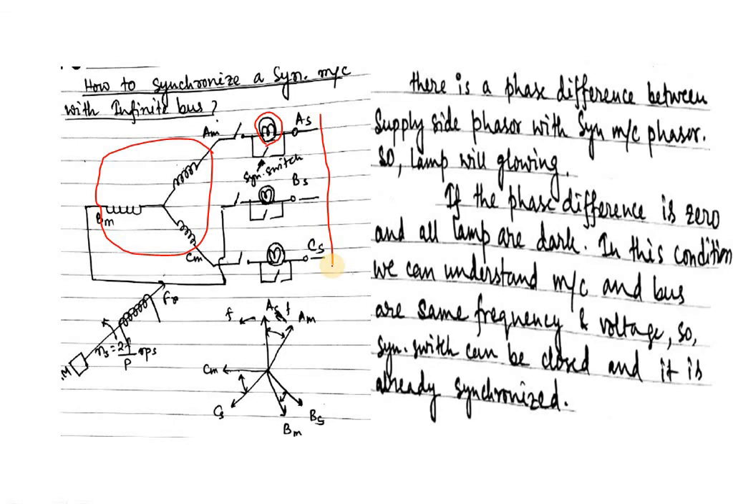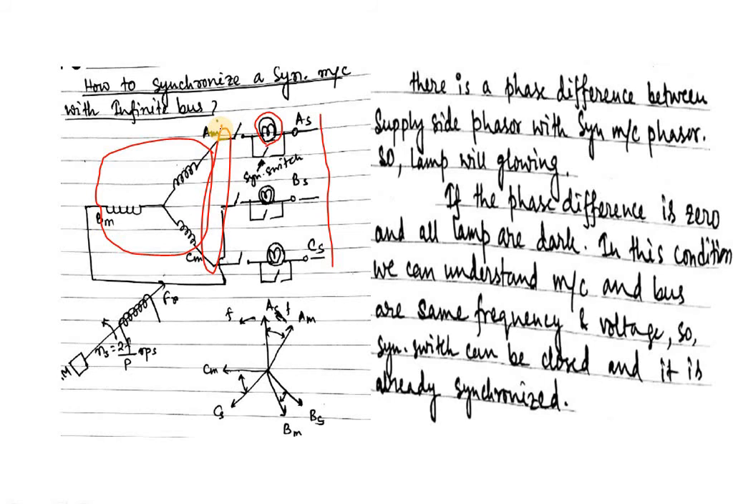So the factor is that if there is some phase difference between the infinite bus supply, that means the supply side, and the generated side, that is the synchronous machine side, then definitely the bulb will get some potential difference and the bulb will glow. At that time we have to understand that there is some phase difference or voltage difference, due to which the bulb is glowing.